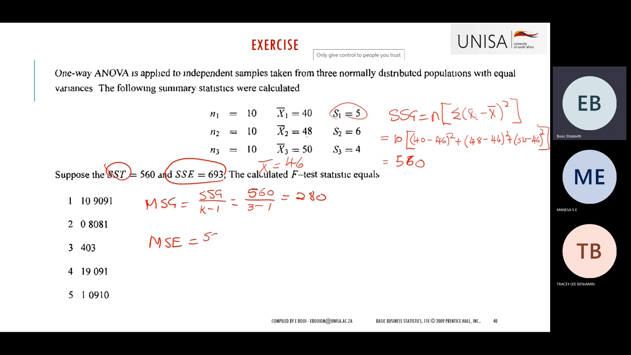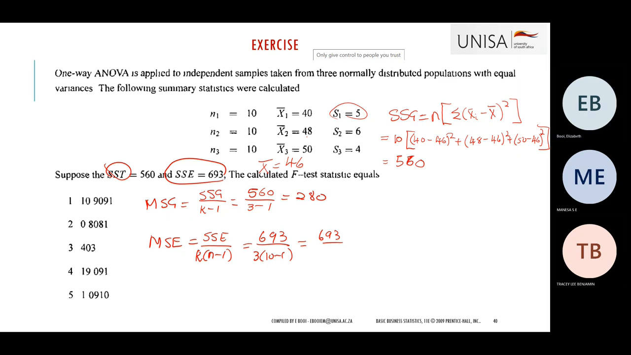MSE is SSE over K times N minus 1. Our SSE is 693 over our K. There are 3 groups, 3 times 10 minus 1, which is 693 over 9 times 3, is 27. So 693 divided by 27 is 25.66666. I'm just going to keep 4 decimals, so I'm going to remove one of the 6 and put the 7.